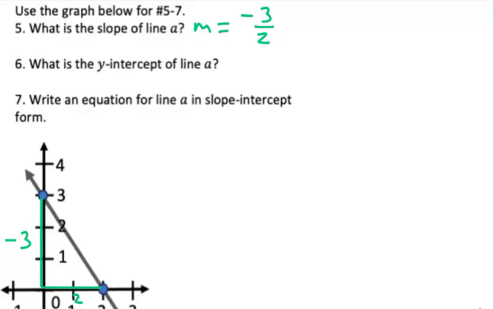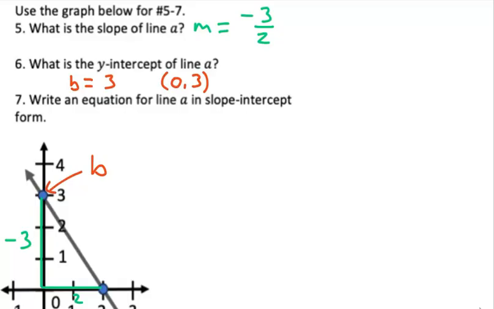Your y-intercept is the place where your line intersects the y-axis. In this case, it's the value of 3. It crosses at 3. Sometimes we use B for that. Sometimes we'll use it as an ordered pair. If it's on the y-axis, then it has a 0 for the x value. So it's the ordered pair (0, 3).